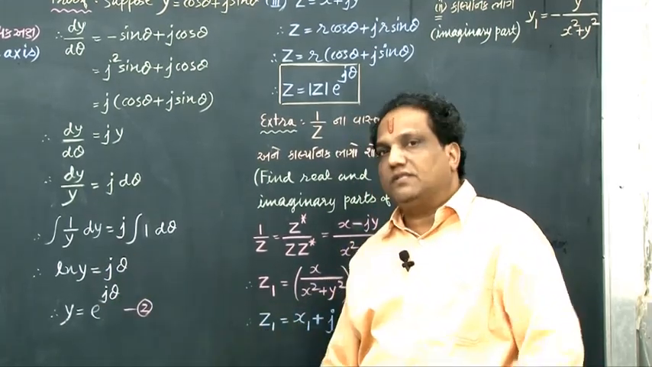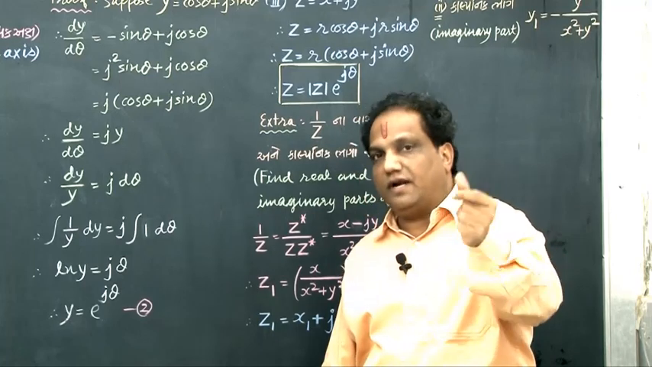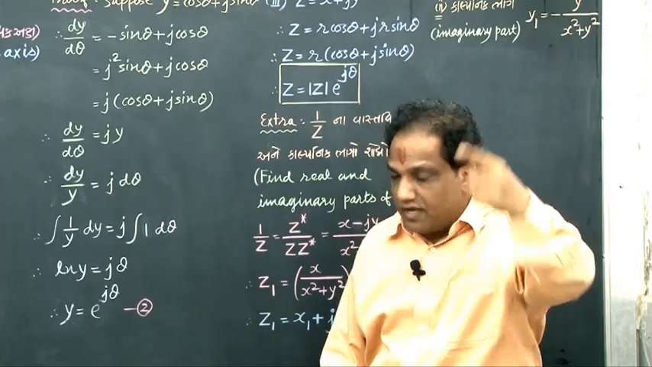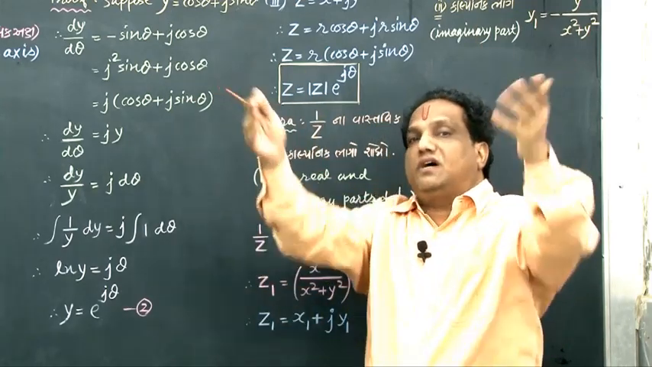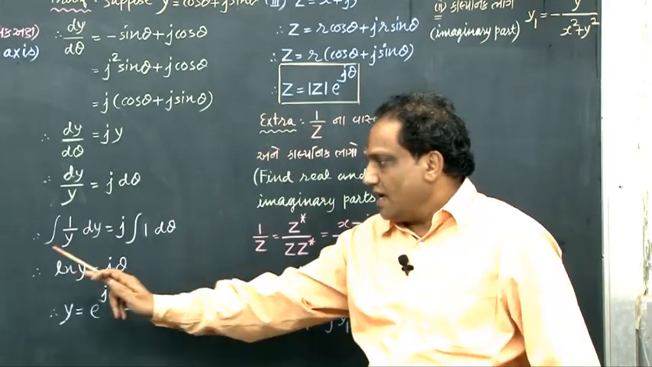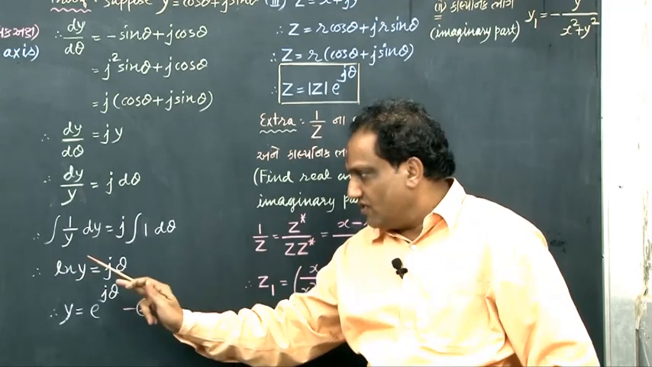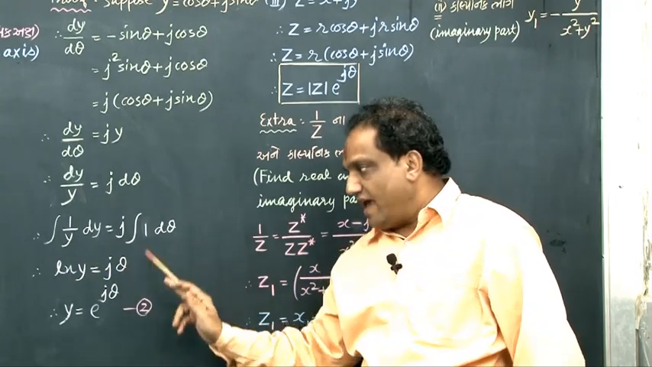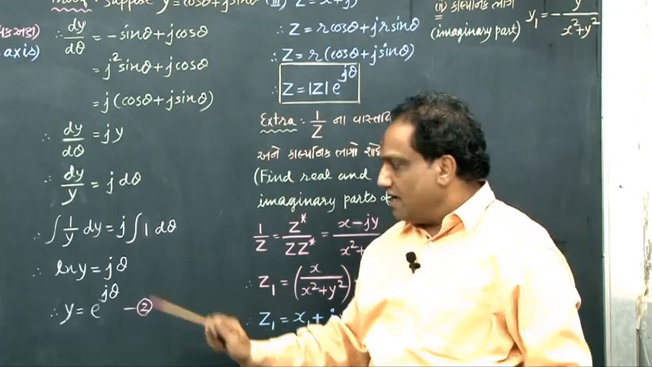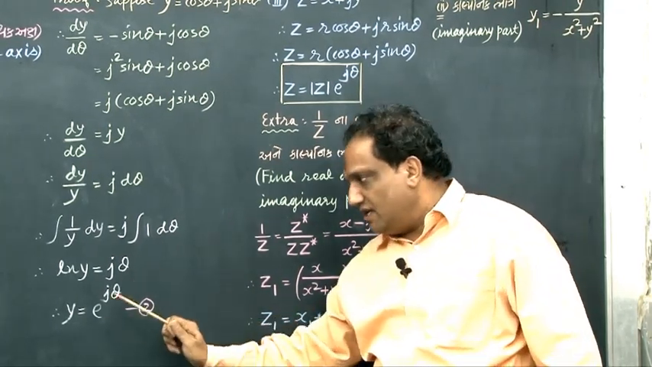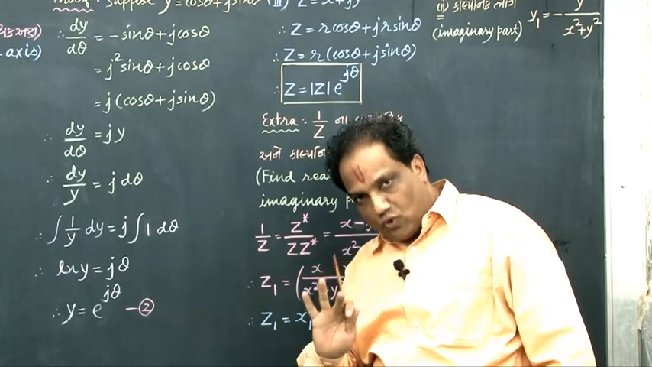Antilog of x, then it is e raised to x. Antilog of y, e raised to y. Antilog of j theta will give you e raised to j theta. Give it equation number 2.